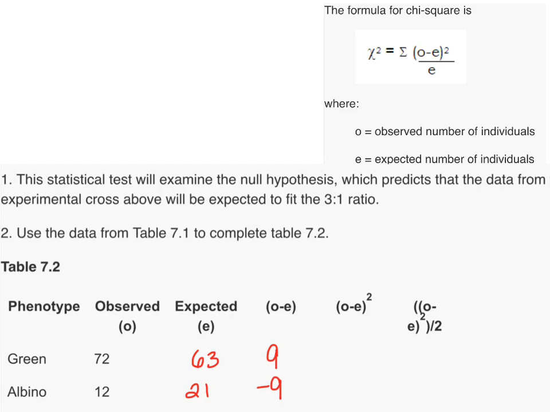If you've got 3 rows in your list of phenotypes, it's not going to always happen that way. So then I'm going to do observed minus expected, squared. So 9 squared is 81, and -9 squared is also 81.